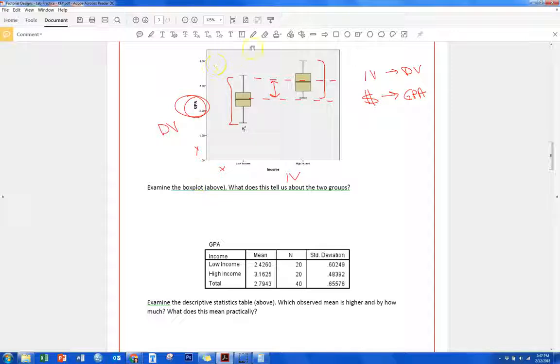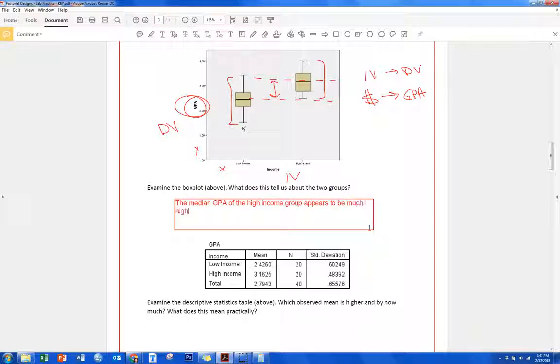Let's see here. There's my text box. Click the wrong one. There we go. So what does this tell us? The median GPA of the high income group appears to be much higher than the median GPA of the low income group.